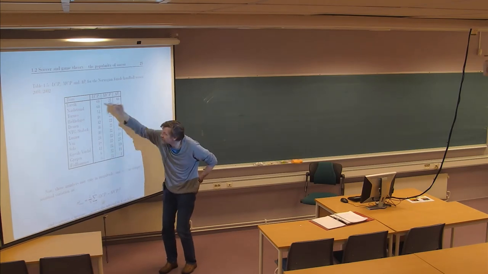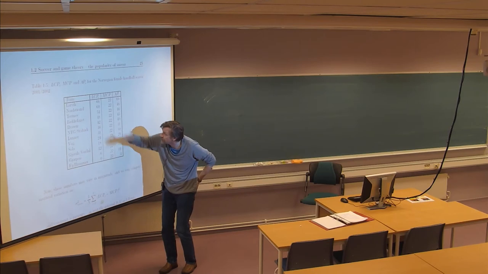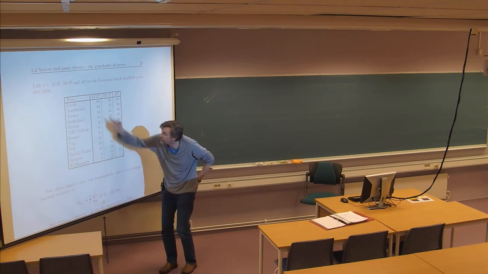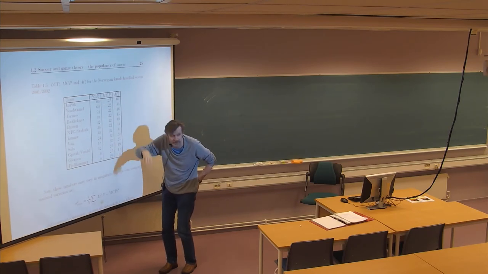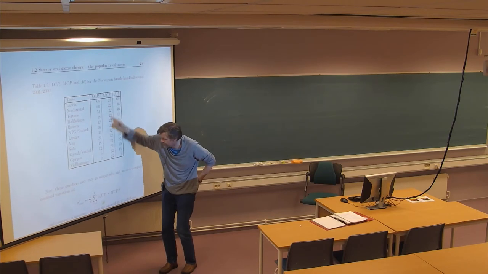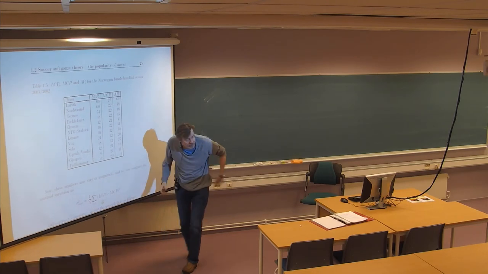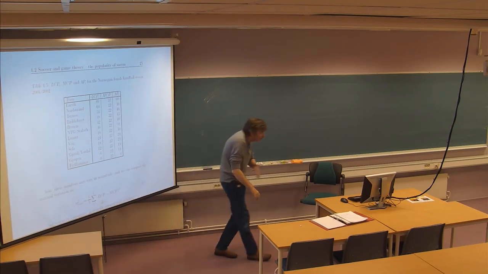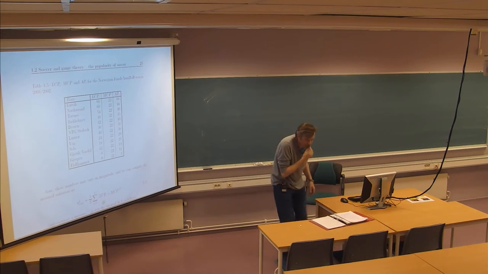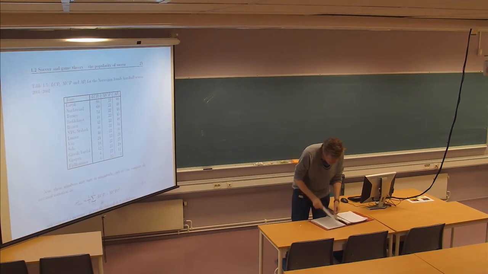Just compare this column with this column. This column is generated by this formula: it is simply the number of matches times the point score for a draw, and this is the actual point score. This is the information we now use to construct our measure. So let's have a look here.